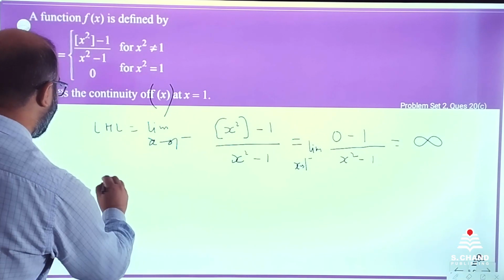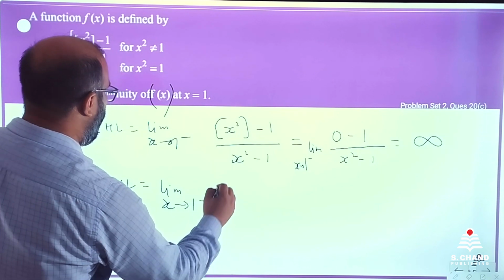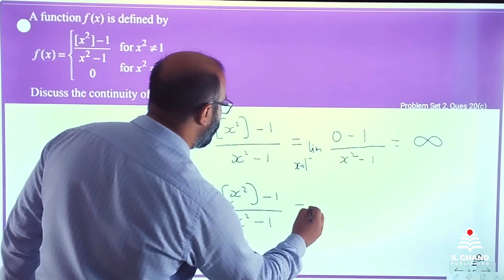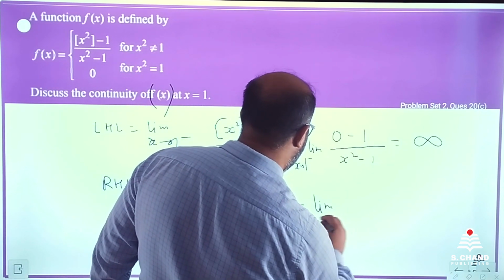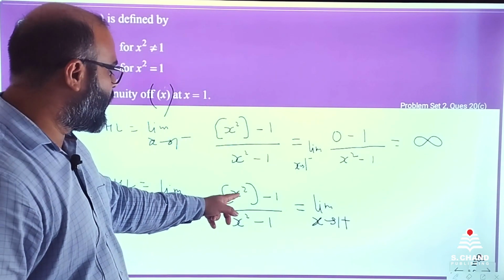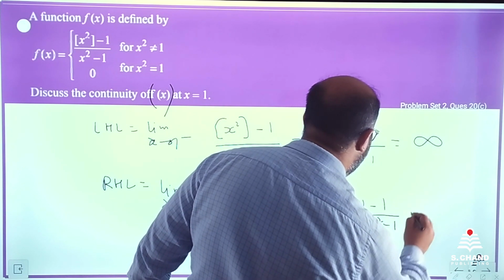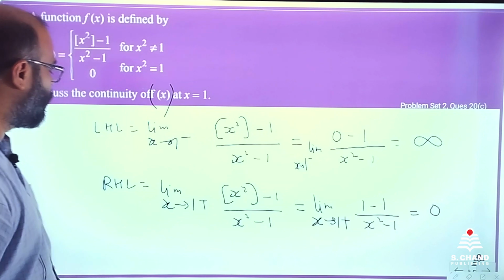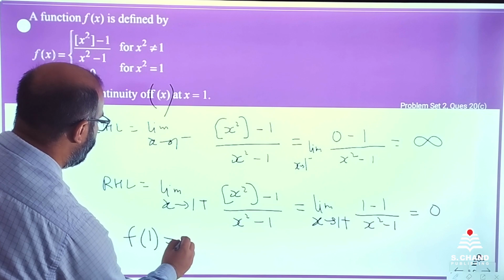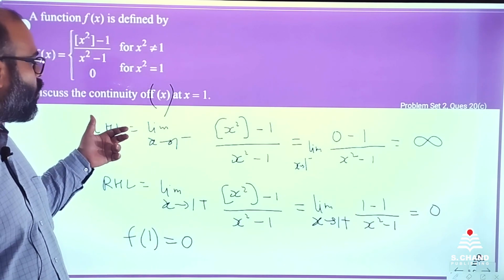If we talk about the right hand limit, what will happen? Limit x tending towards 1 plus, of greatest integer of x square minus 1, by x square minus 1. Now x square is slightly greater than 1, its greatest integer will be 1. So 1 minus 1, by x square minus 1, will be exactly 0 by some quantity, which will be 0. And the value of the function at 1 is actually 0. So we see that the right hand limit and the value of the function at 1 are the same, but not equal to the left hand limit.